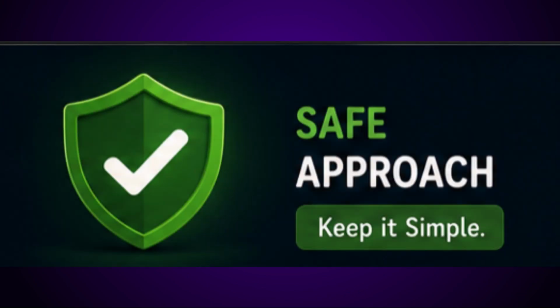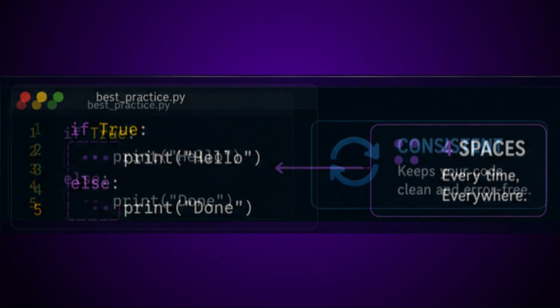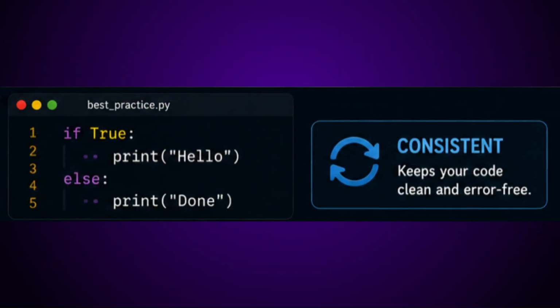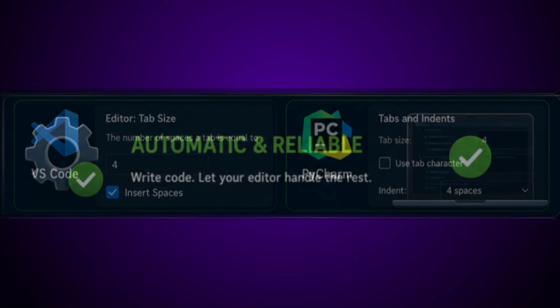The safest approach is simple. Use four spaces consistently throughout your code. Most modern editors do this automatically.